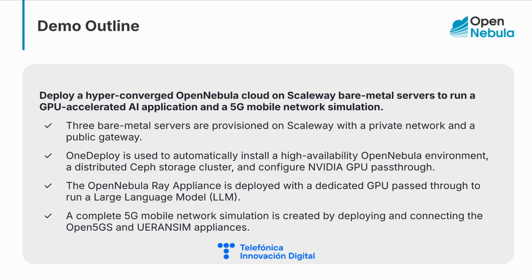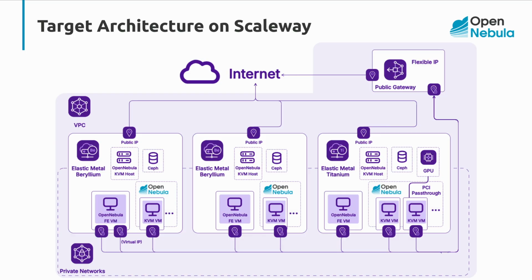With our cloud up and running, we will deploy our first workload, a large language model using the OpenNebula Ray appliance, providing it with direct access to a physical GPU for maximum performance. Finally, we'll create a complete 5G network simulation by deploying and connecting the Open5GS and UERANSIM appliances right inside our cloud. This demonstration was developed in collaboration with Telefónica. Let's take a quick look at the architecture.